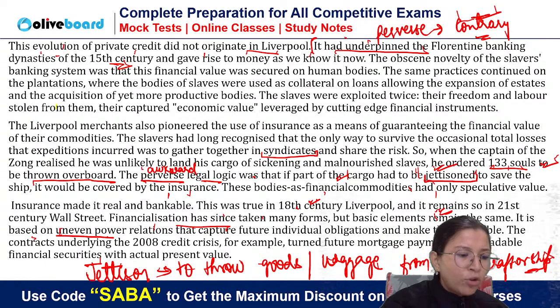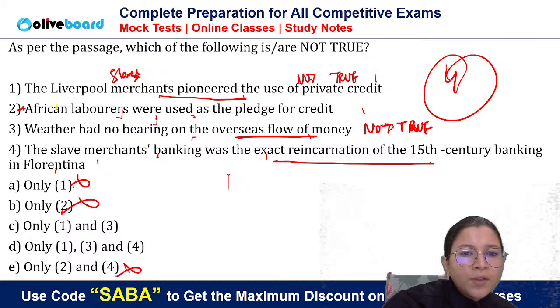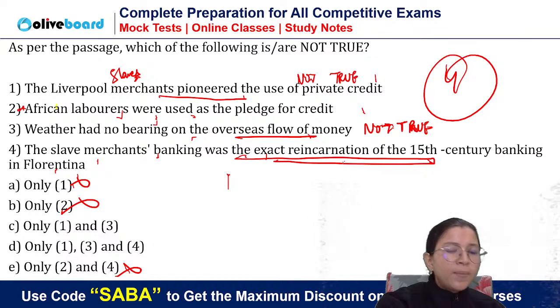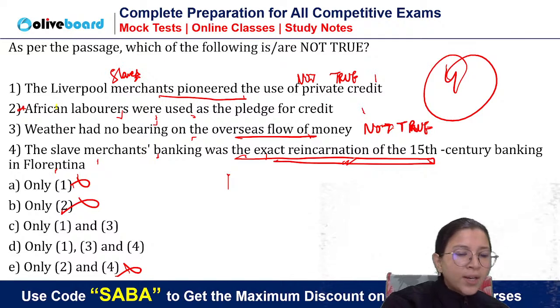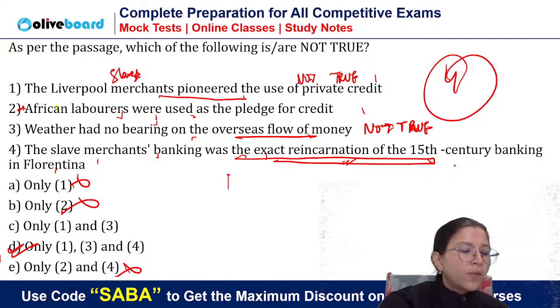Can you say this word, exact reincarnation? Everybody is saying one and third. So even fourth is also wrong because of the word exact reincarnation. Yes, there is some similarity, but you can't use the word exact reincarnation. Nowhere is it given that it is exactly the same thing. So one, third, fourth, all are not true because this is also not given in the passage.